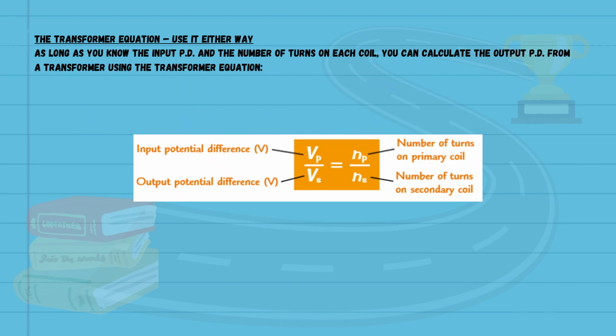The transformer equation. Use it either way. As long as you know the input potential difference and the number of turns on each coil, you can calculate the output potential difference from a transformer using the transformer equation below. This transformer equation is Vp, which is the input potential difference, over Vs, which is the output potential difference, equals Np, which is the number of turns on the primary coil, over Ns, which is the number of turns on the secondary coil.